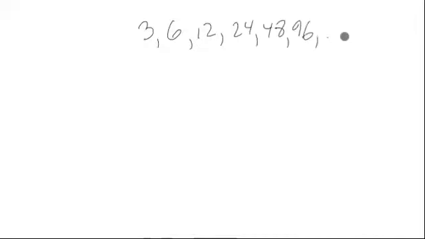Let's look at another type of sequence that arises, sequence pattern. Suppose we have something like 3, 6, 12, 24, 48, 96, and so forth. What are we doing? Every time we go over 1, we multiply by 2.